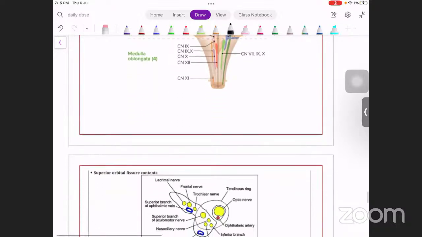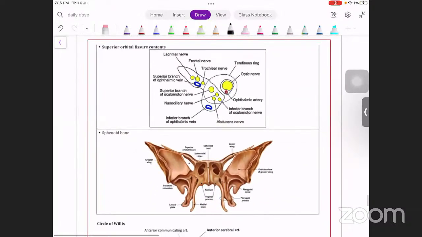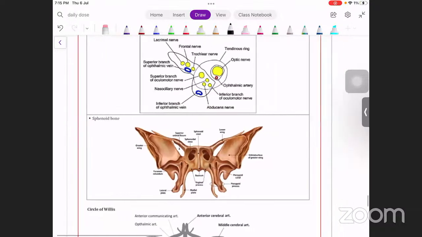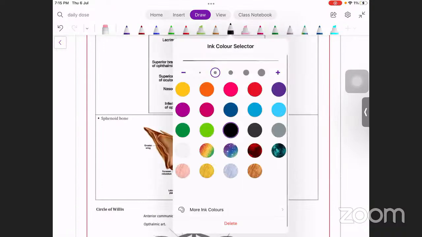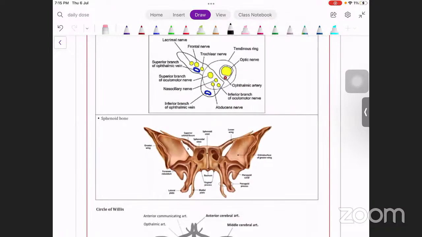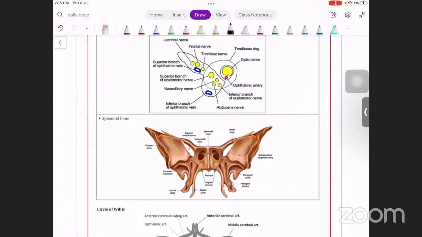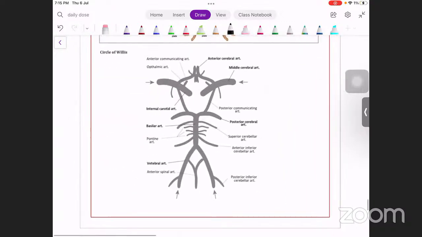Then apart from that, you have the superior orbital fissure contents. Speaking about the superior orbital fissure contents, there are a lot. Among that, the trochlear nerve, frontal nerve, and lacrimal nerve are the important ones you have to remember. And the single most structure is your optic nerve, which you don't need to worry about. And apart from that, you have the sphenoid bone and the circle of Willis.